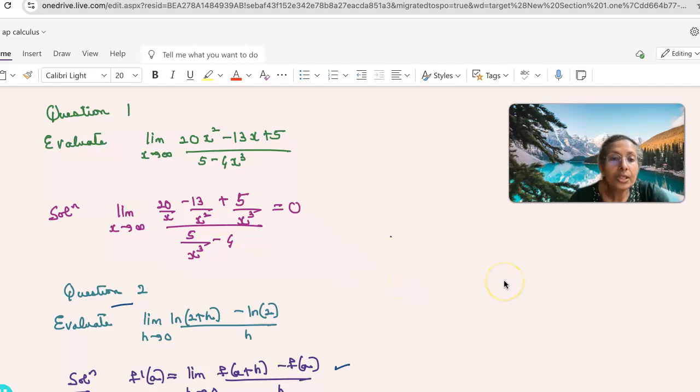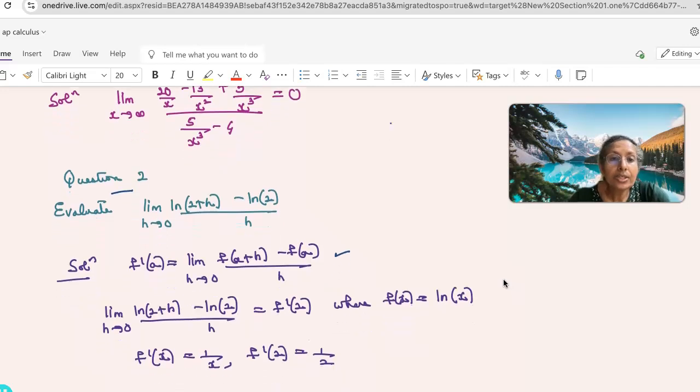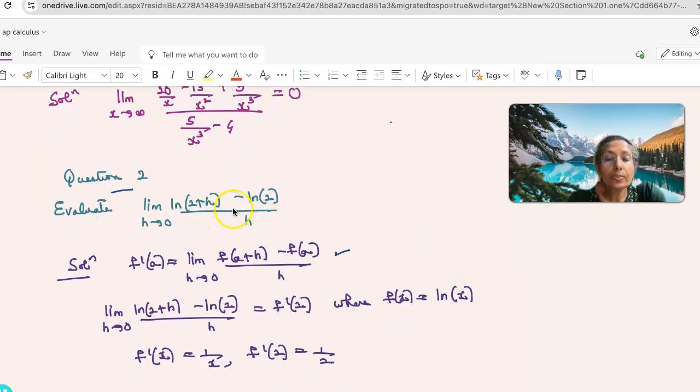Coming to the next question, this is a question on limits again. Evaluate limit as h tending to 0, (log(2 plus h) minus log 2) by h. We make use of the fact that f dash a is limit as h tending to 0, (f of a plus h minus f of a) by h, and f of x is log x here. So the limit becomes f dash 2. That is, f dash x is 1 by x, so f dash 2 is 1 by 2.